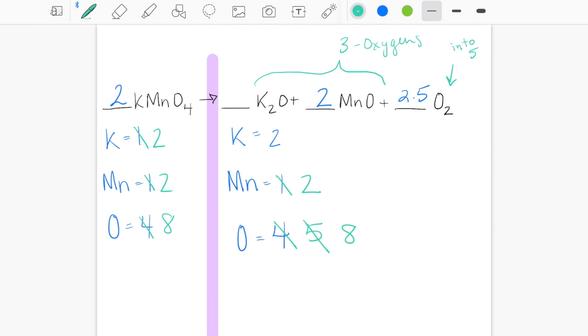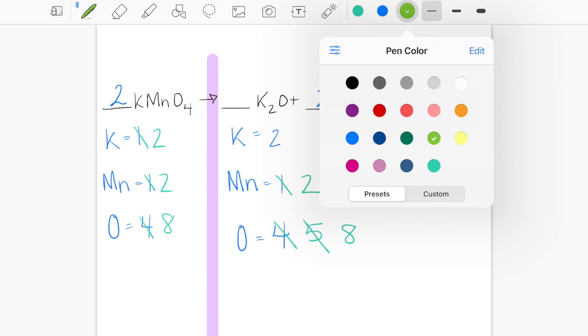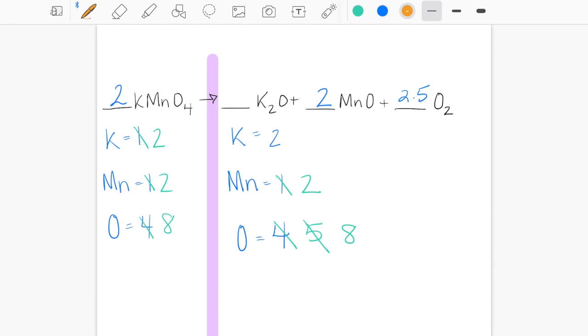But the problem is we can't have a half of an oxygen molecule, okay? We can't have any decimals used as our coefficient in our problem. So what we have to do is get rid of the decimal by multiplying each of the molecules or compounds by the same number. So in this case, we'll use 2 in order to get rid of the decimal. Okay, let me make some room real quick. Erase this. I'll change my color as well.